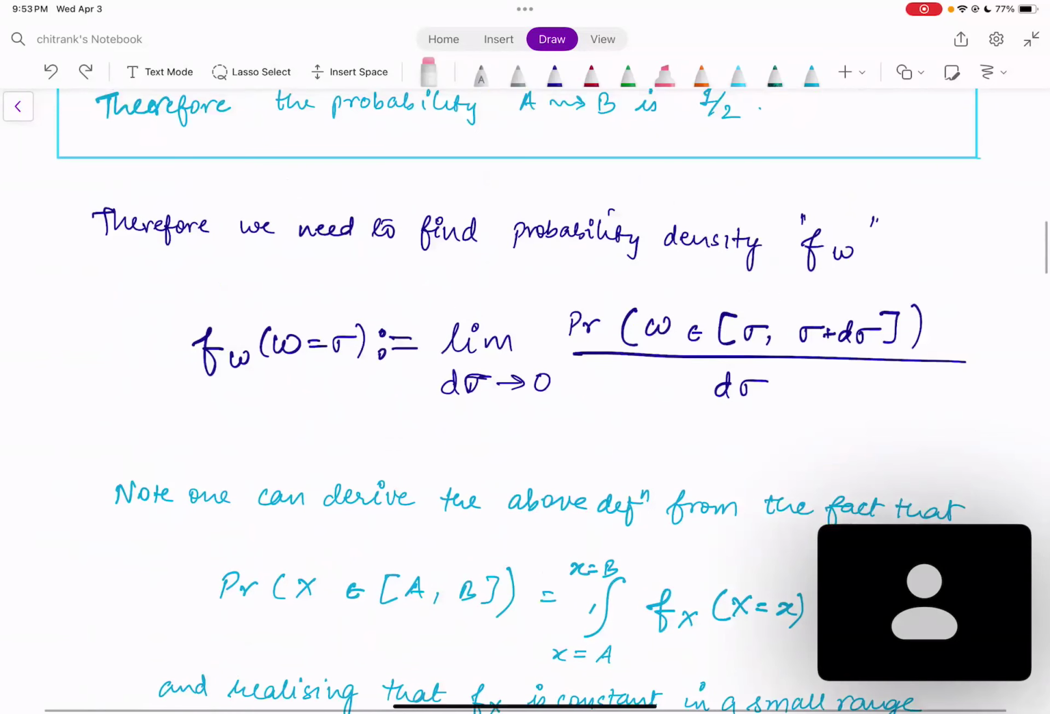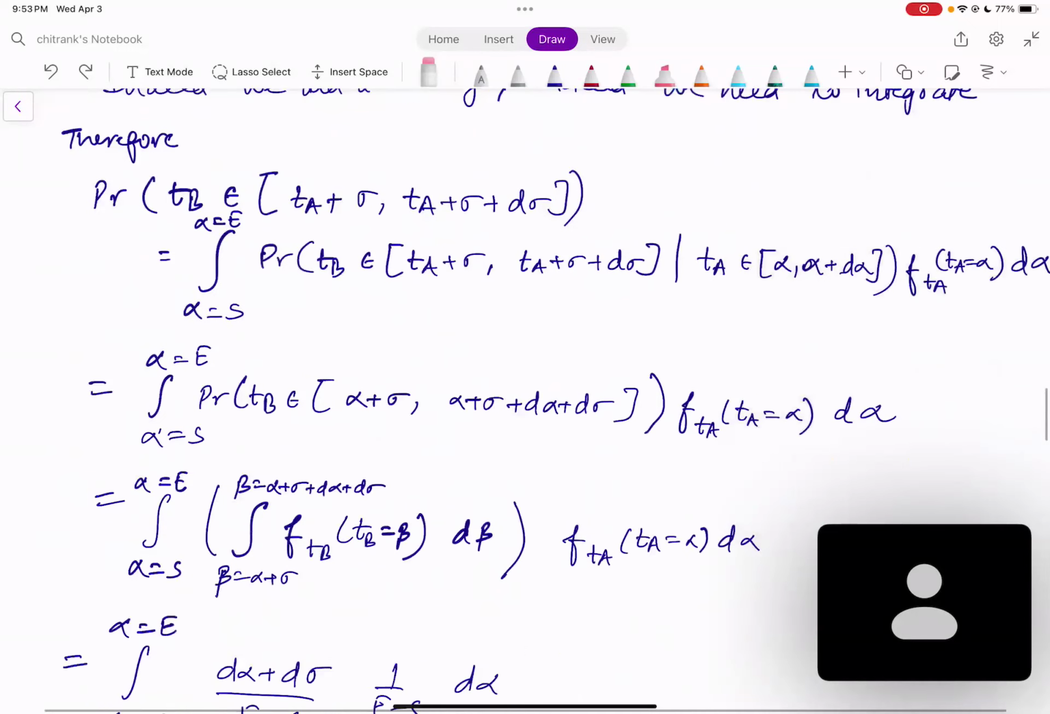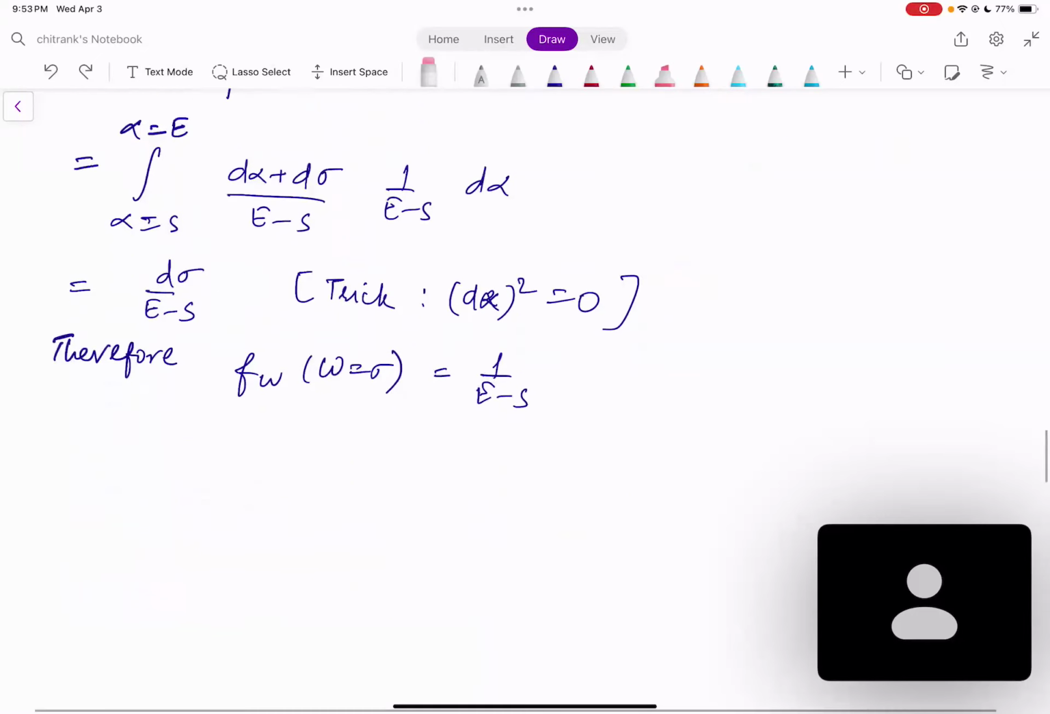your density function for W can be written as the probability that W lies between sigma and sigma plus D sigma, divided by D sigma, and take the limit that D sigma tends to 0. Fortunately, your D sigma is appearing very wonderfully. So if you divide by D sigma, you can just cancel that term, and when you do the limit evaluation, that will just turn out to be 1 upon E minus S, right? So this is your density function.